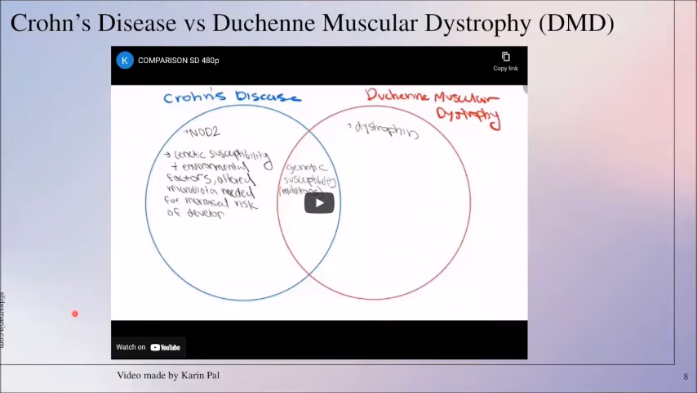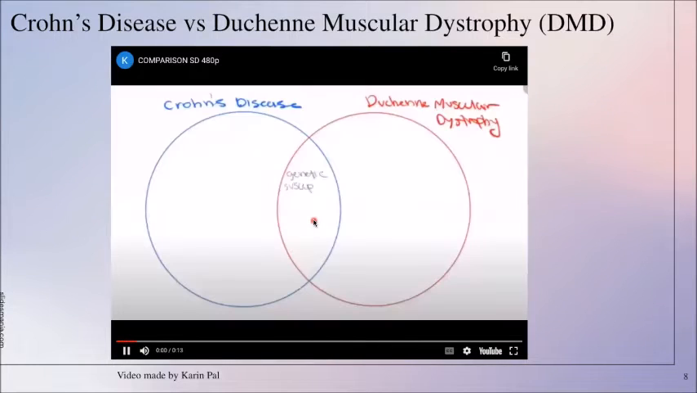Overall, there are many similarities and differences between the causes for Crohn's disease and DMD. Genetic susceptibility plays an important role in both Crohn's disease and DMD. In both diseases, there is a specific gene that is selectively associated with the disease. Crohn's disease is associated with NOD2, and DMD is associated with dystrophin. The diseases may arise from mutations within their corresponding genes.